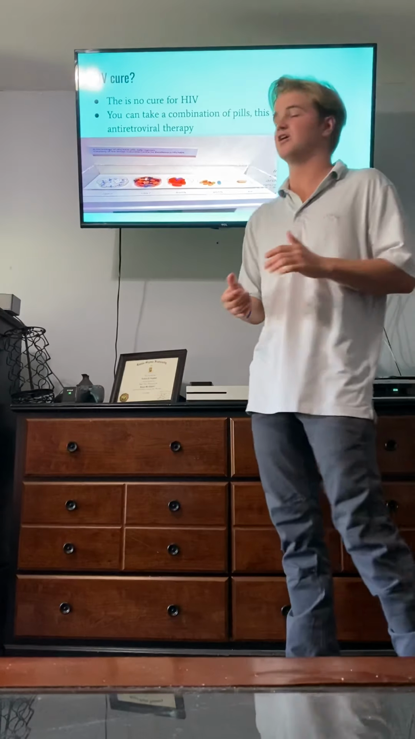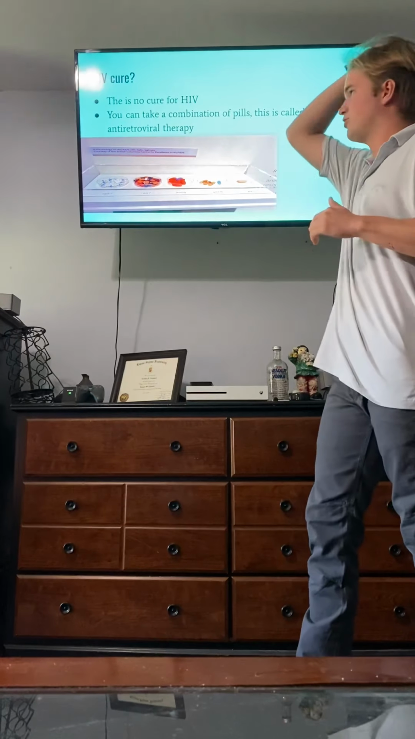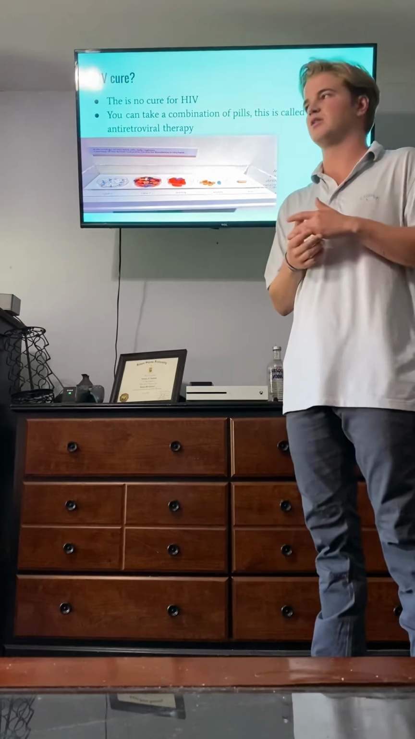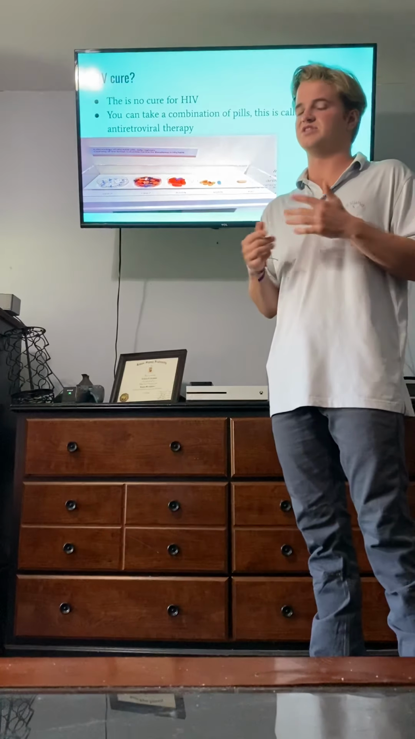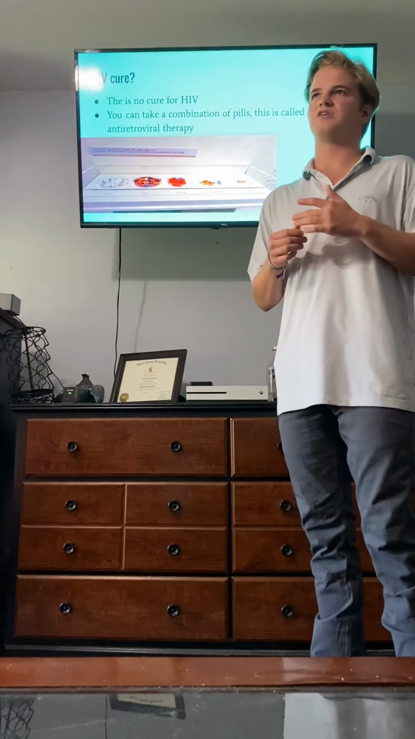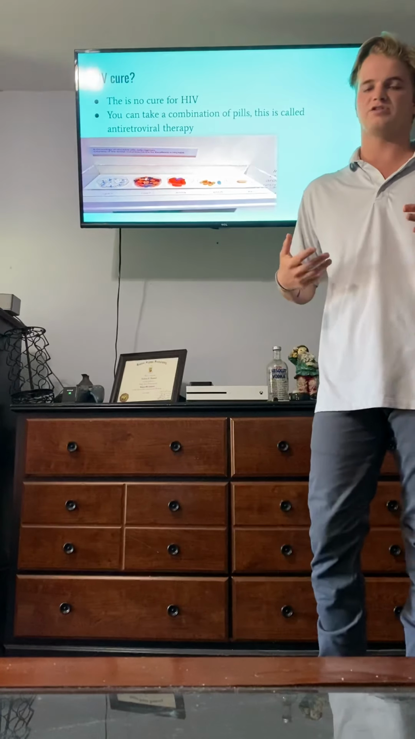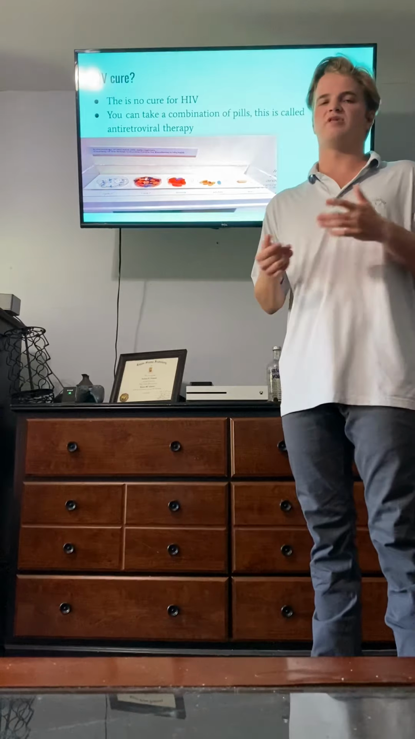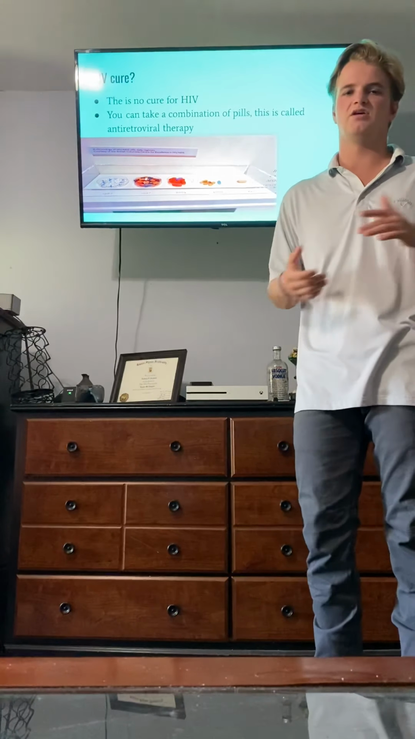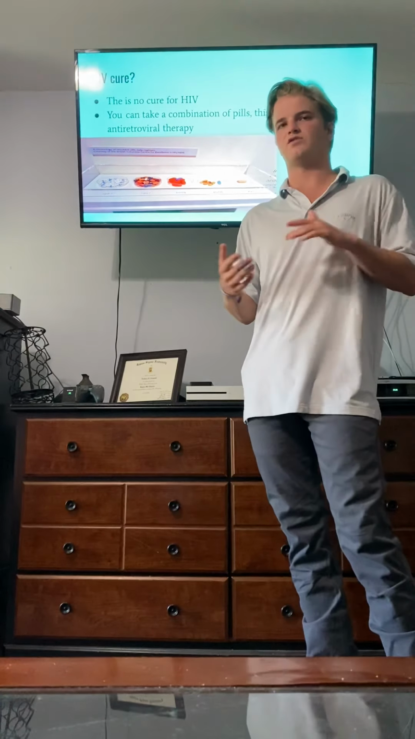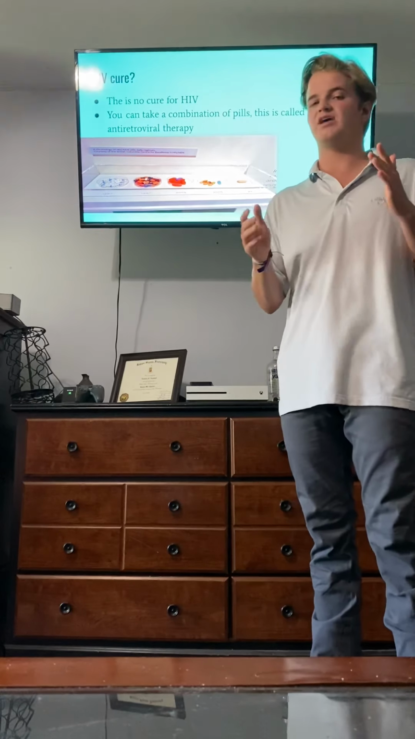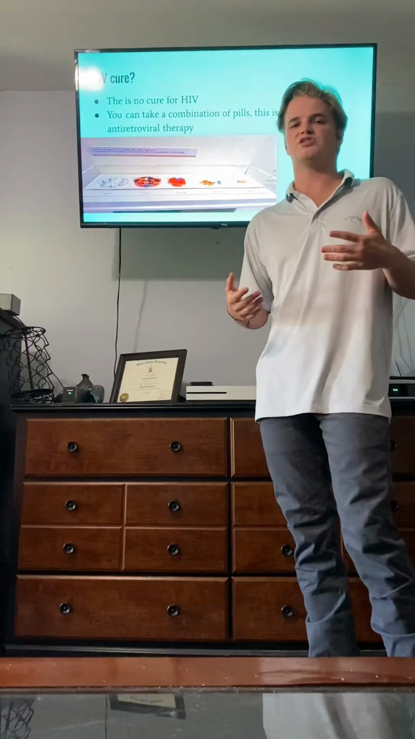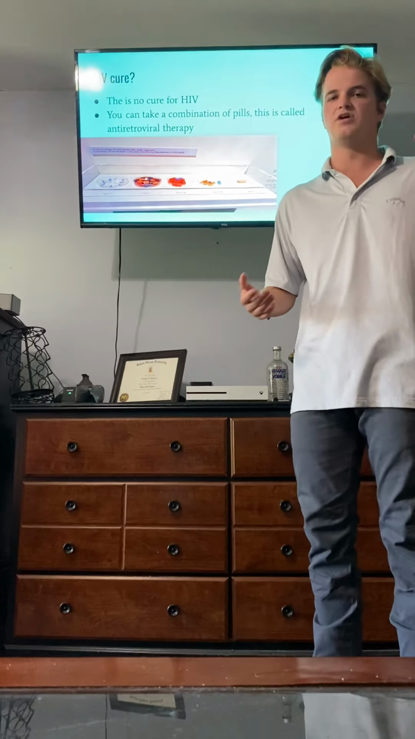Is there a cure for HIV? There's currently no cure for HIV. You can take a combination of pills. This will help alleviate the symptoms, and then it'll also keep your blood, your cell count from going below 200, which will keep you from having AIDS. That's one of the main things, like Magic Johnson. Magic Johnson was one of the first successful people that have AIDS, and he had enough money at the time to keep enough medication in his body to keep his cell count above 200.